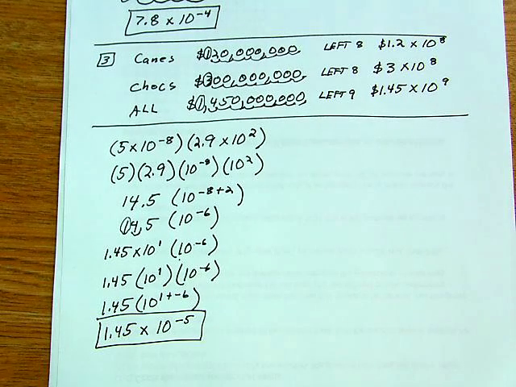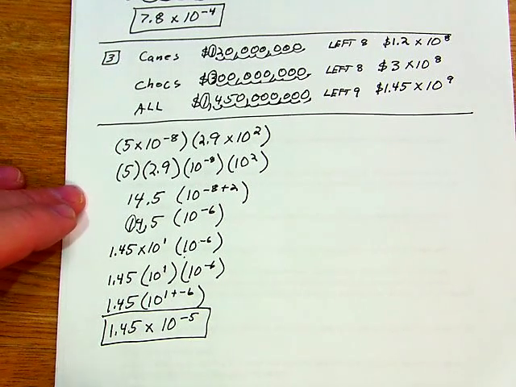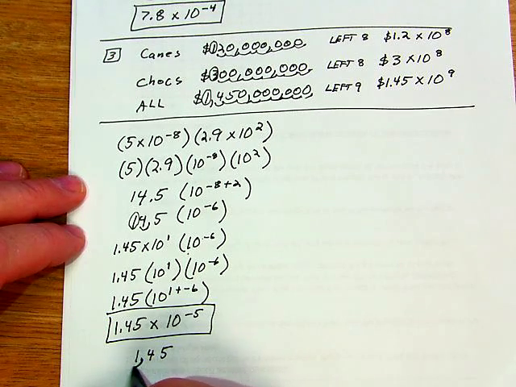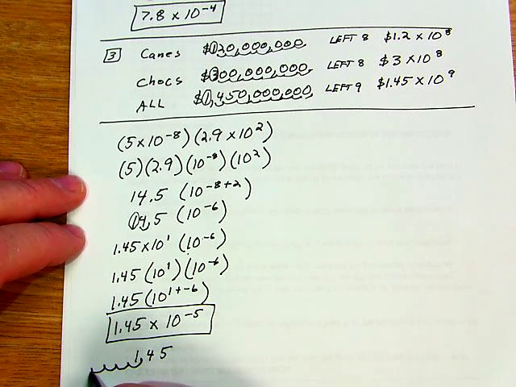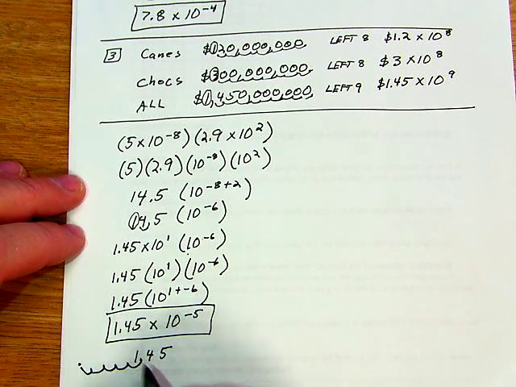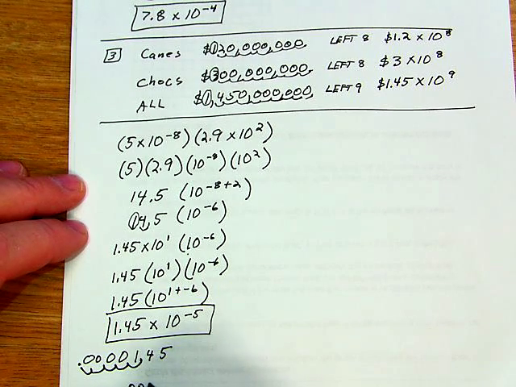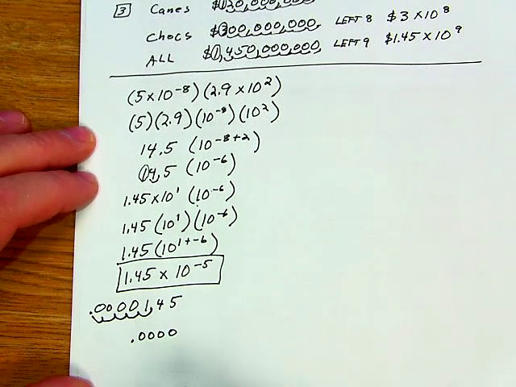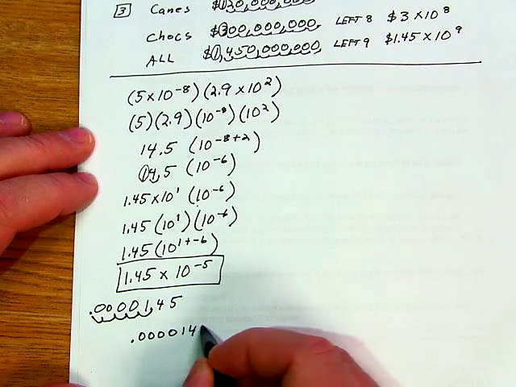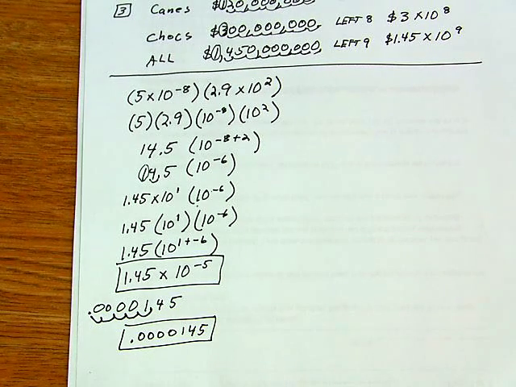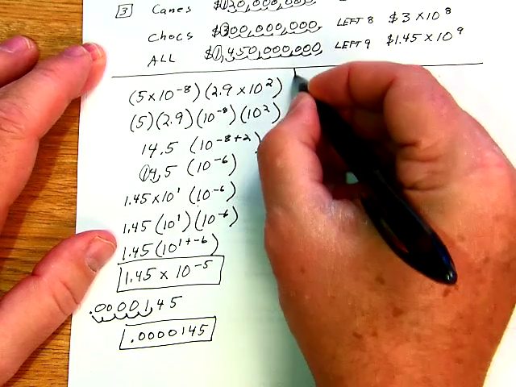If somebody wanted me to write that out as an actual number in standard form, I would take my 1.45 and I would move it 1, 2, 3, 4, 5 decimal places to the left, fill in as needed, and my final answer, if I wanted it in standard form, is 0.0000145, and there is the number written in standard form. All right, let's try another example.